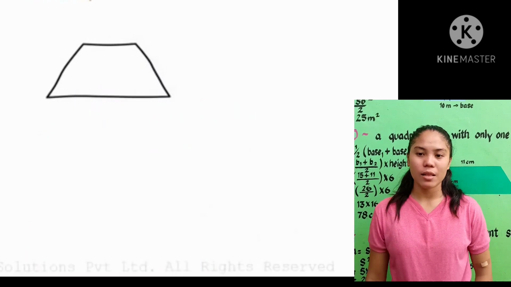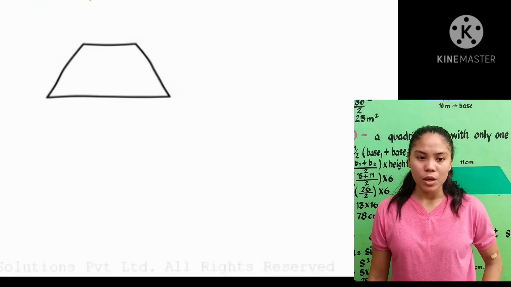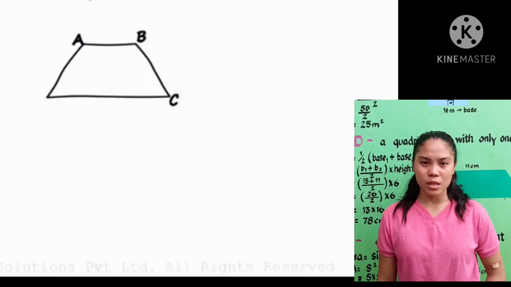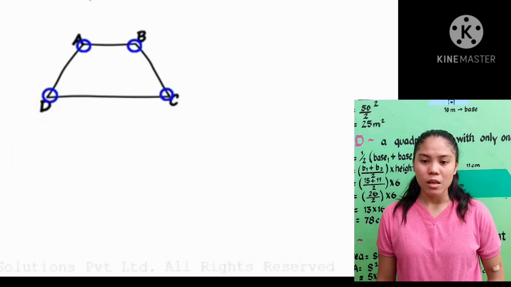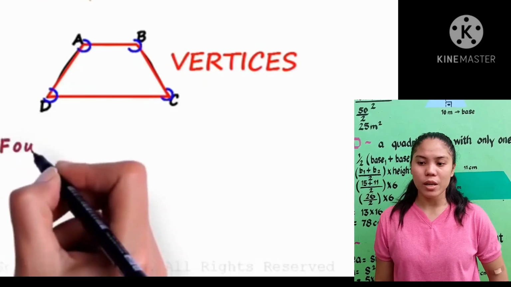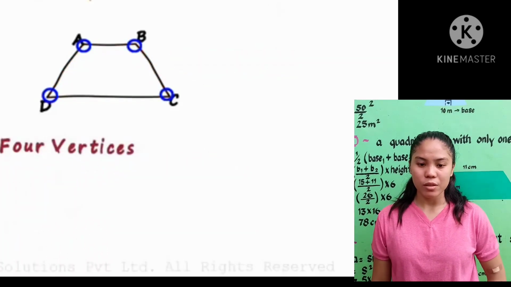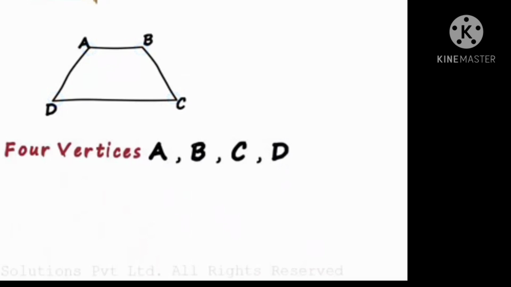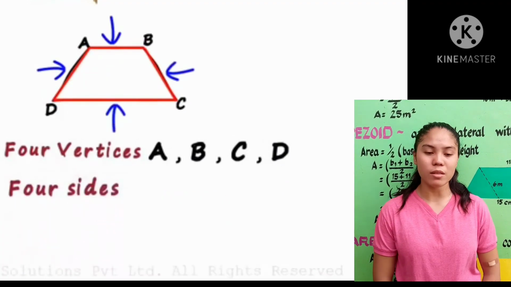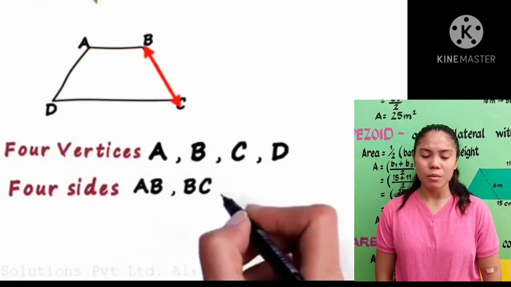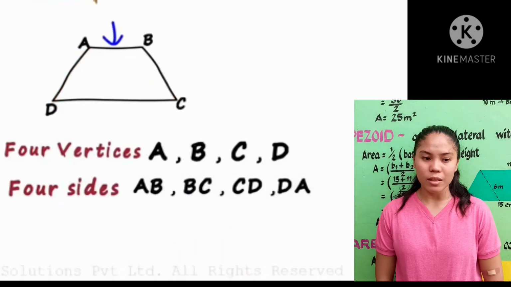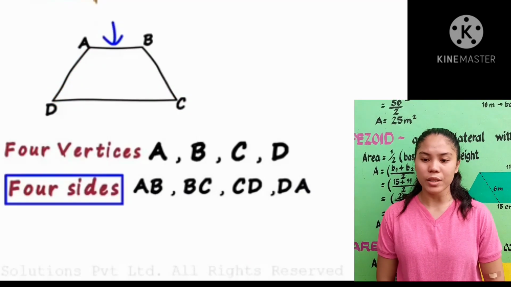To name the quadrilateral, we give names to these 4 points. We call them A, B, C, and D. These named points are called vertices, and a quadrilateral always has 4 vertices. Each point is called a vertex. And as you can already see, a quadrilateral has 4 sides, and the sides are called AB, BC, CD, and DA. So remember, every quadrilateral has 4 sides and 4 vertices.